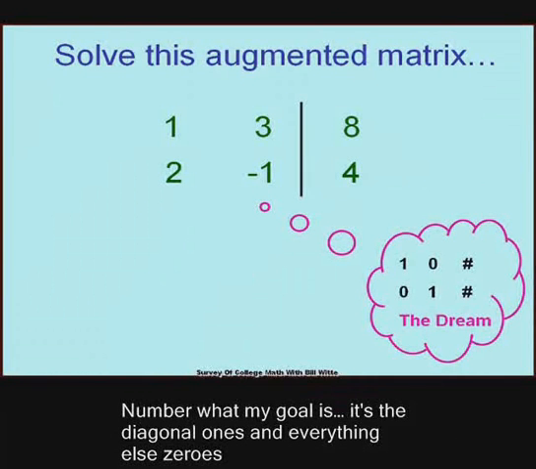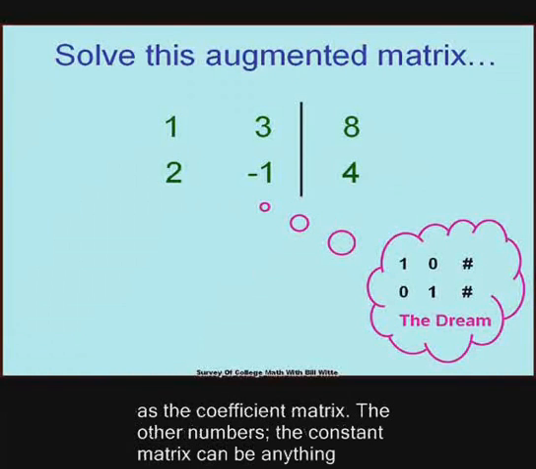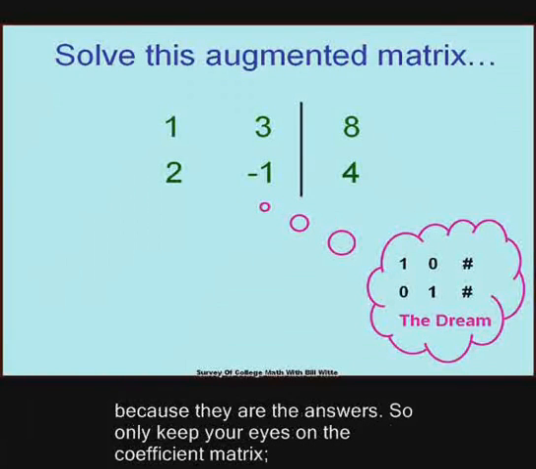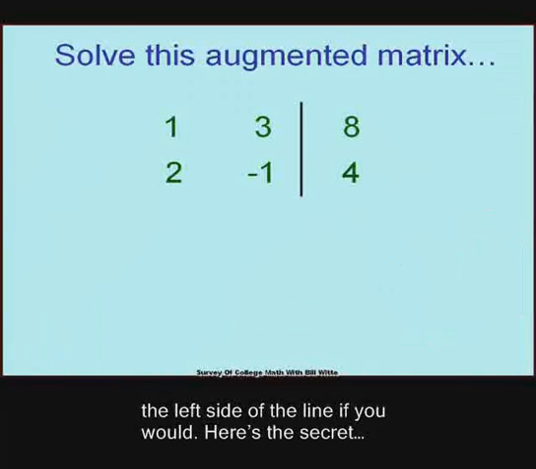It's the diagonal ones and everything else 0. And then that's for the coefficient matrix, where the letters would be. The other numbers, the constant matrix, can be anything because they're the answers. Okay, so only keep your eyes on the coefficient matrix, the left side of the line, if you would. I want to tell you my secret now.